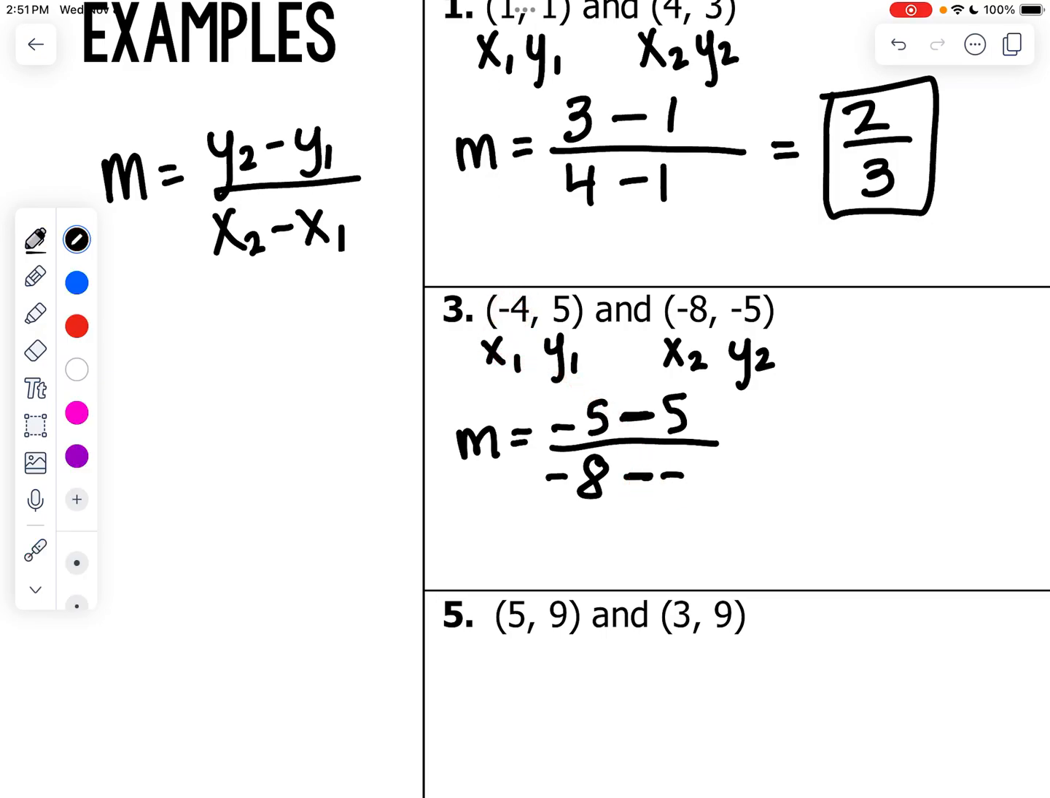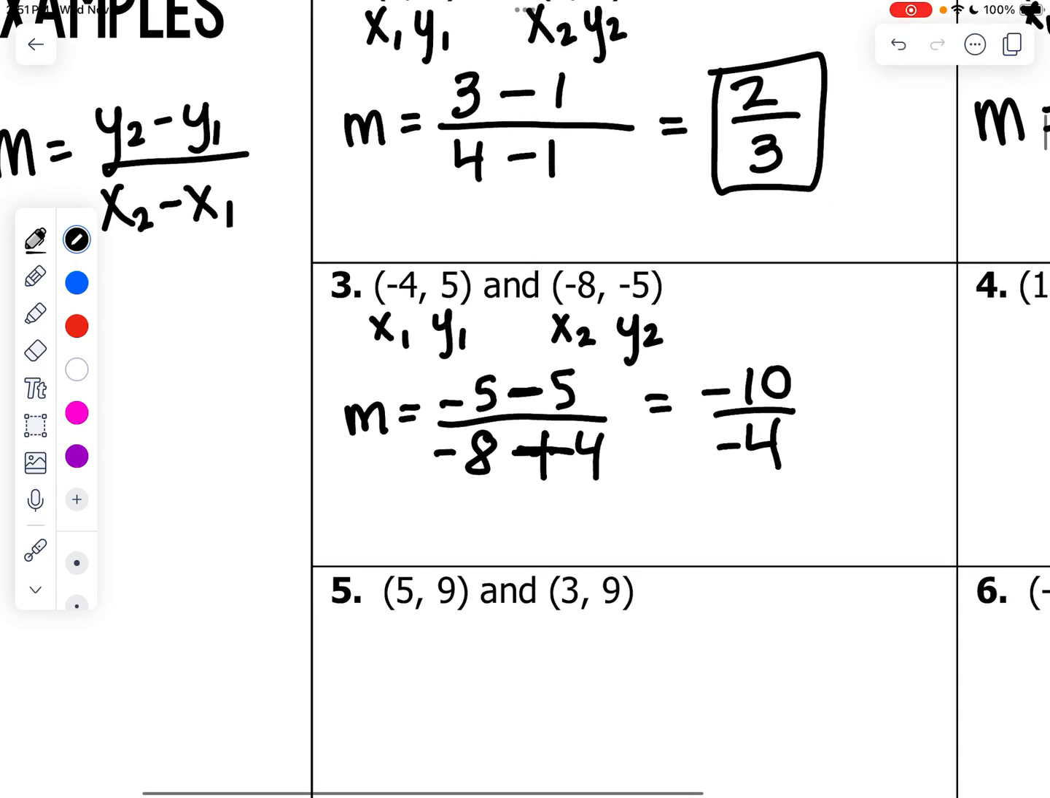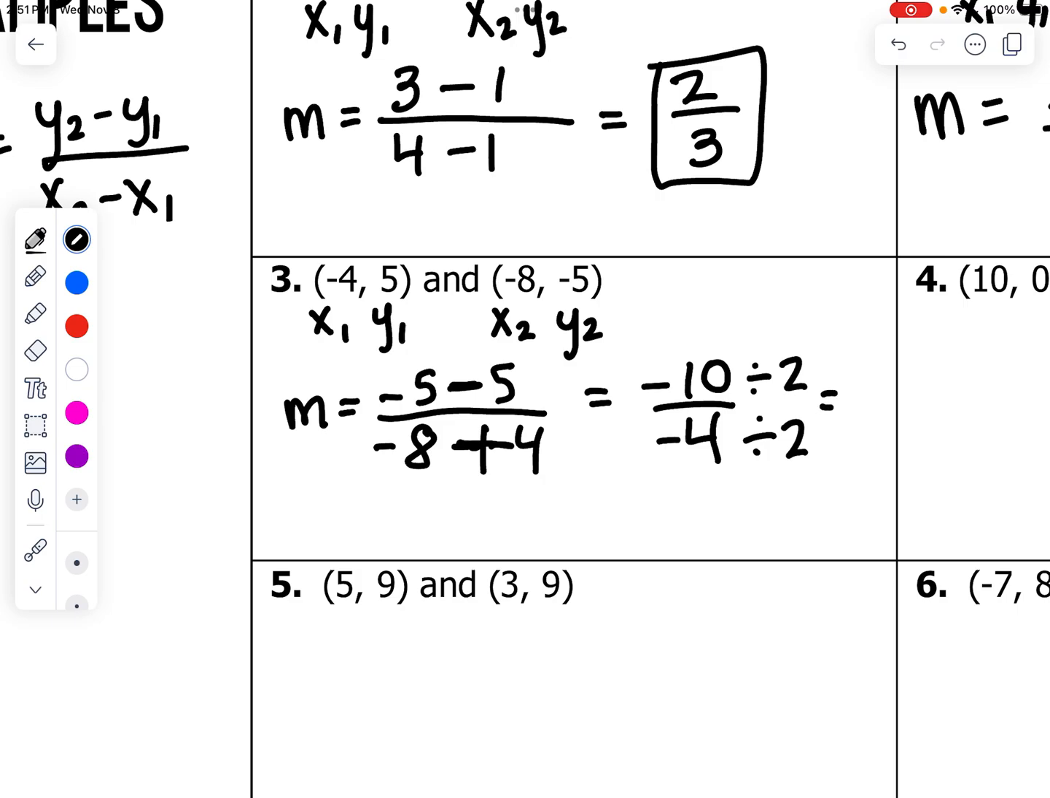So two negatives make a positive, so we're going to make that negative 8 plus 4, so negative 10 over negative 4. I can simplify this by dividing both of them by 2. And I can also make them positive. So watch, negative 5 over negative 2. Do you see how both of these are negative? A negative, remember this means divided by. A negative divided by a negative is a positive. So if both the top and bottom are negative, your simplified answer would be positive, 5 over 2.